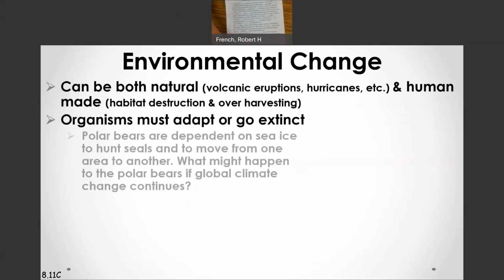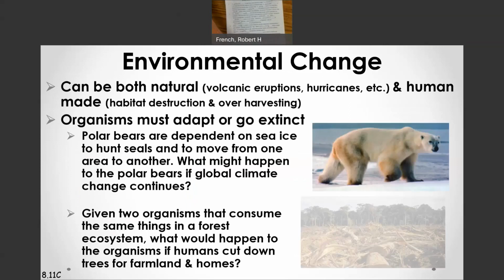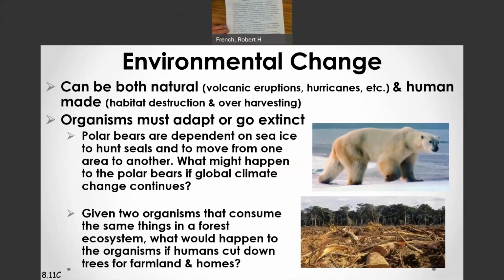Let's next talk about environmental change. Okay, environmental change can both be blank, such as volcanic eruptions and hurricanes, and blank, such as habitat destruction. So that's probably natural and human-made. Environmental change can be both natural, so that's things like volcanic eruptions, hurricanes, the meteor that killed the dinosaurs, disease, things like that, and human-made, such as deforestation, habitat destruction, overharvesting. Organisms must adapt or go extinct.